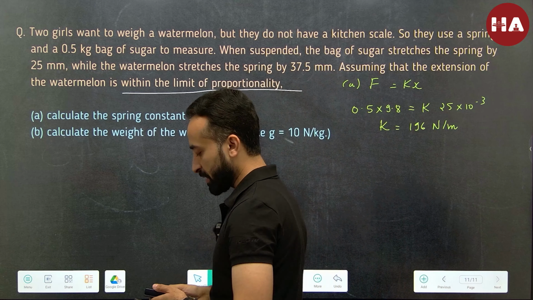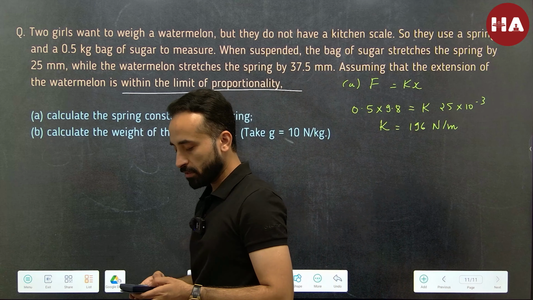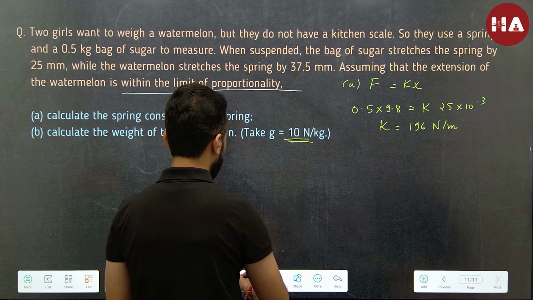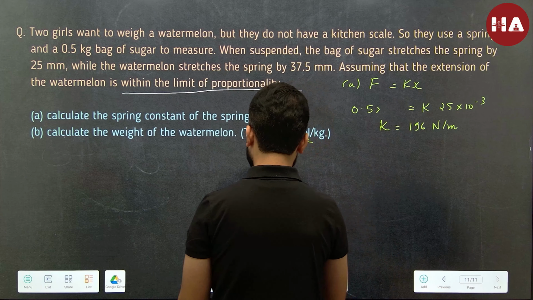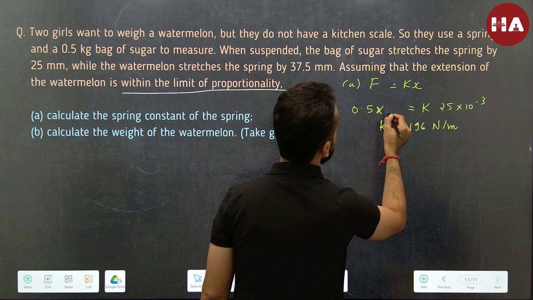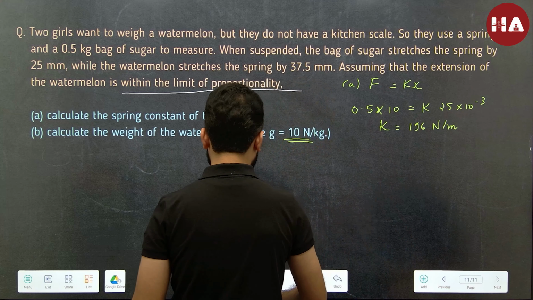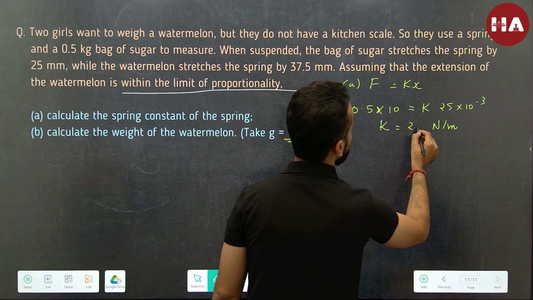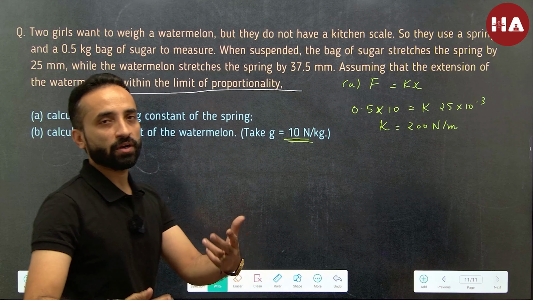So for every meter you need a force of 196. Then calculate the weight of the watermelon. Okay, but g has to be taken as 10. So if you take g as 10, then the answer will slightly differ. So it's written in the question, so let's not change that, and let's make this 10, and then the answer is going to be 200, of course.